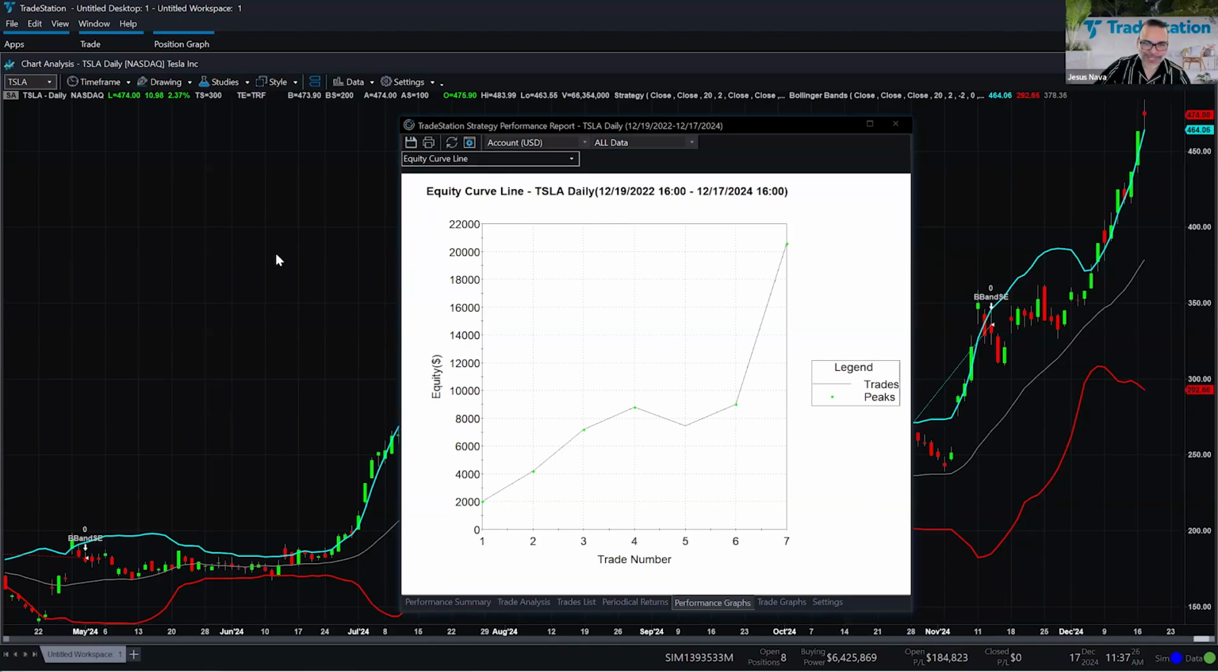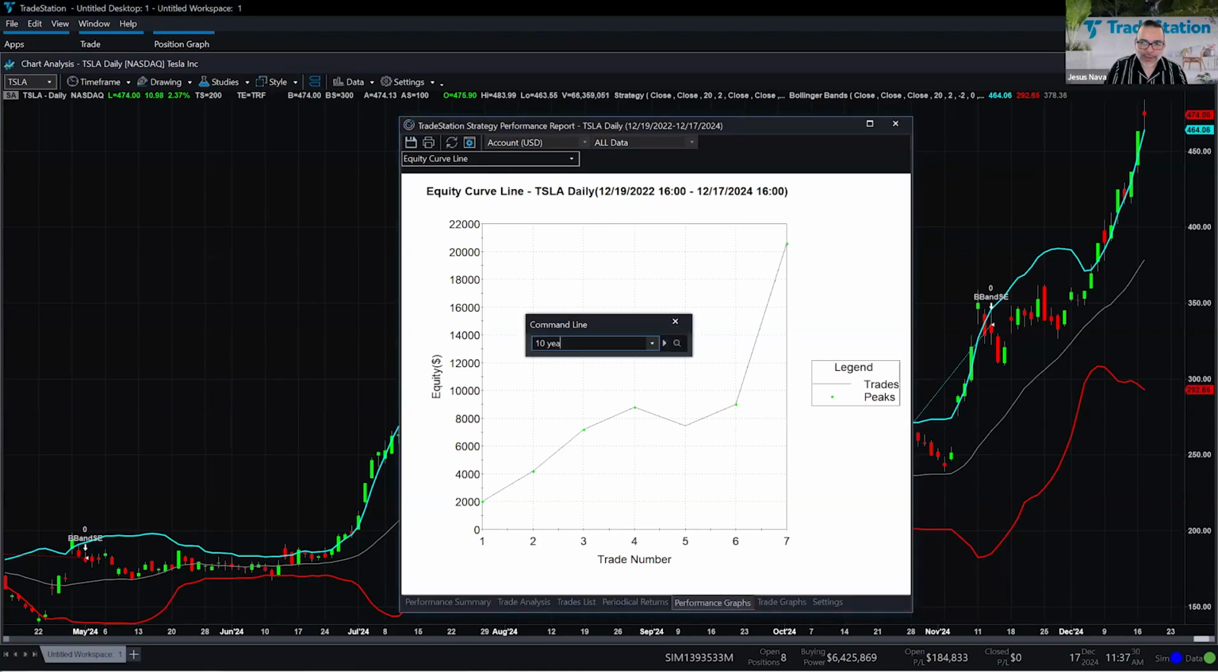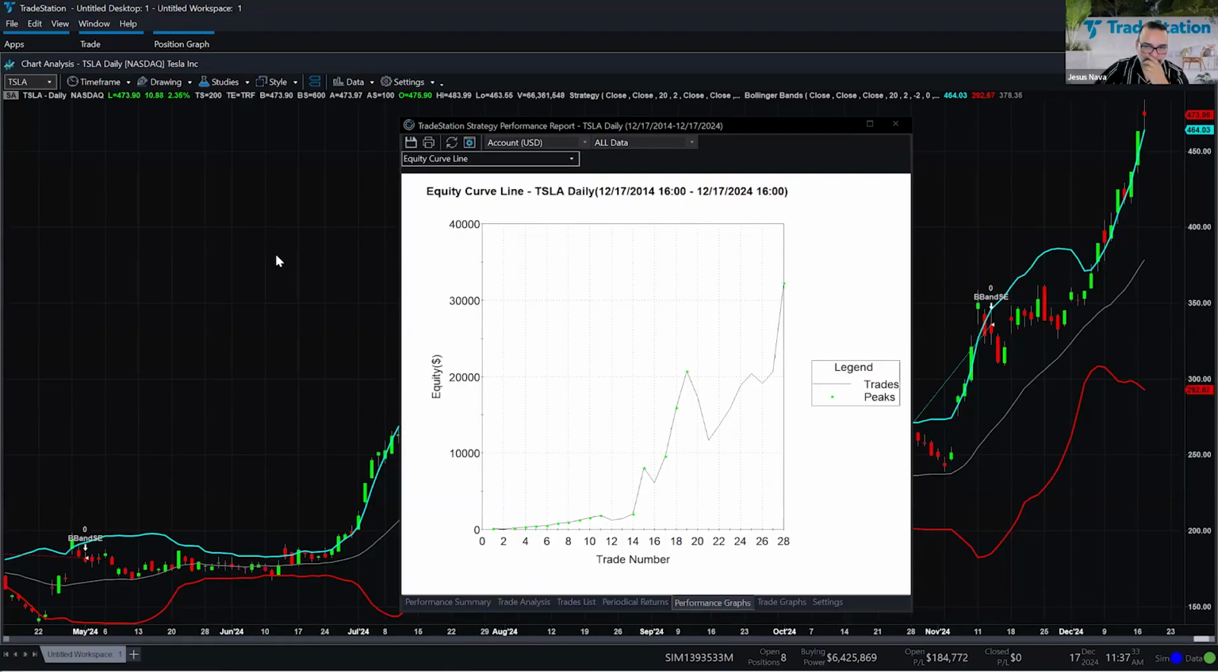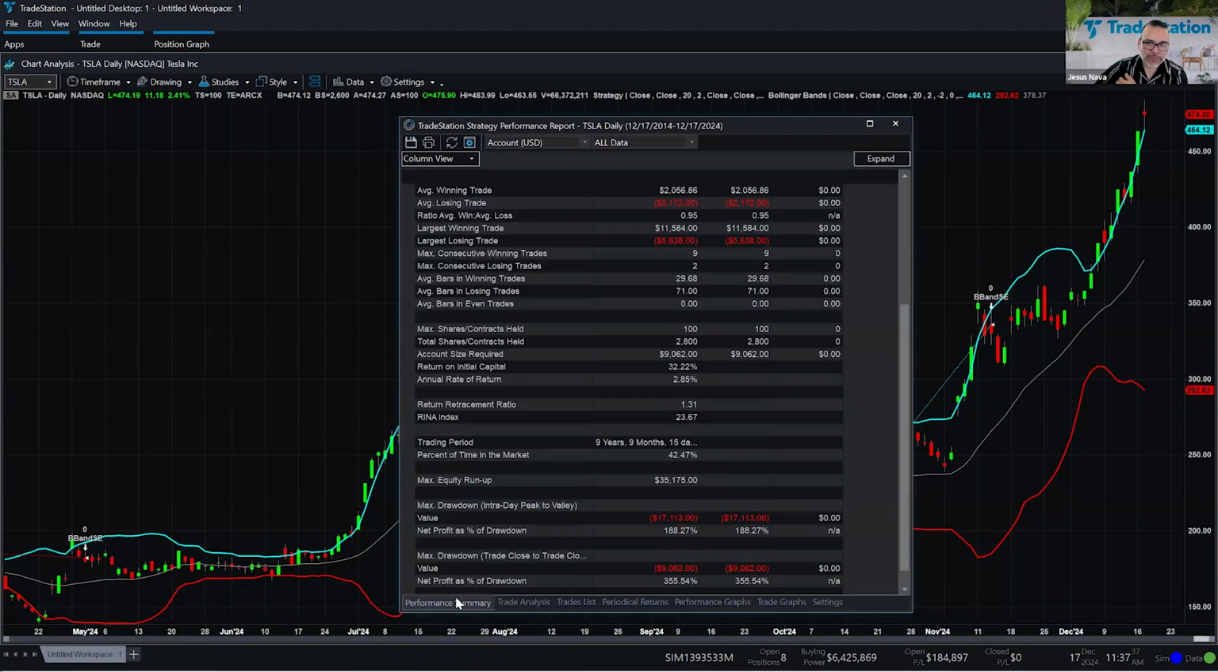How do I make it trade more? We can load more historical data. If I go here and I say, well, instead of 2 years, let's do 10 years worth of historical data. In 10 years, this is what it looks like. Let me go to the performance summary.